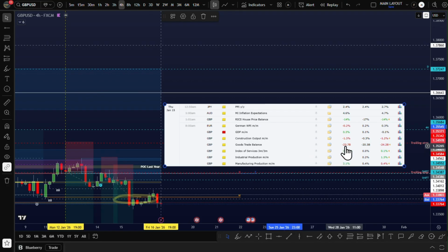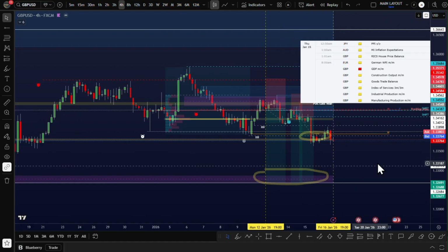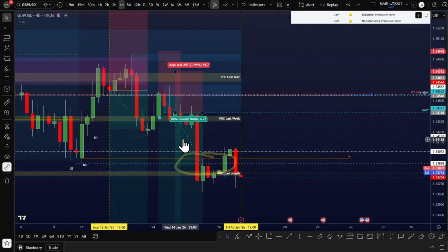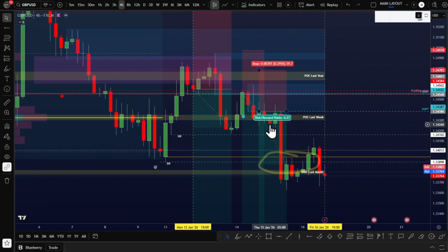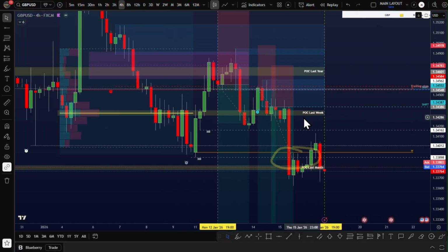It's true that the goods trade balance was not good, but when I saw the important data about the GDP month on month come out positive, I was a little bit scared while I was in this trade. So I decided to close here. I don't want to give back my profit to the market.